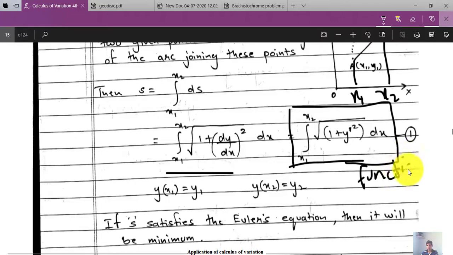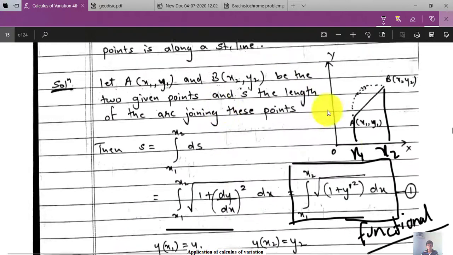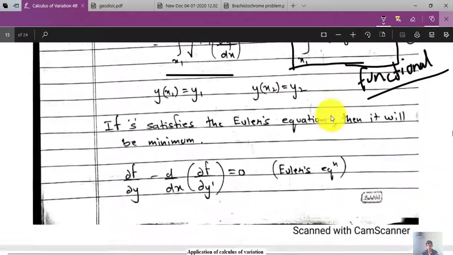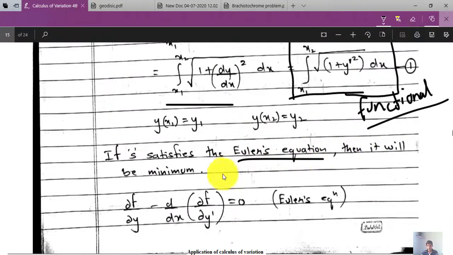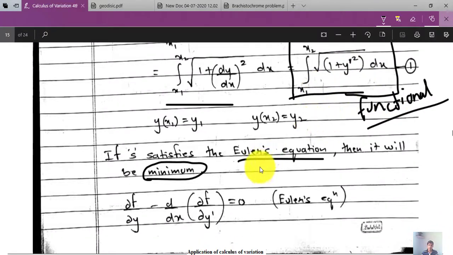This is a functional, right? Now if this particular curve satisfies Euler's equation, then it will be minimum. So this is a variational problem. In any variational problem, f is a function of x, y and y prime. So this is a functional, and it can be evaluated by making use of Euler's equation. Then it will be minimum.